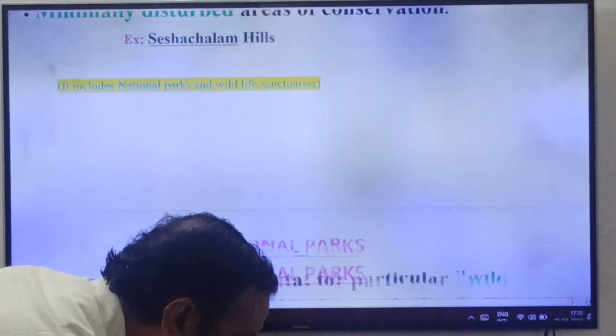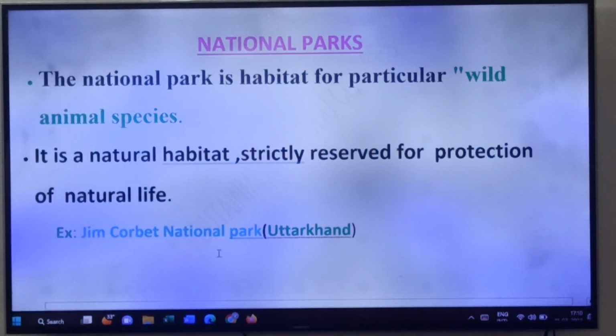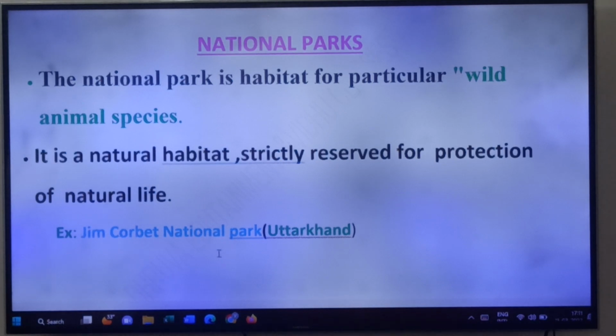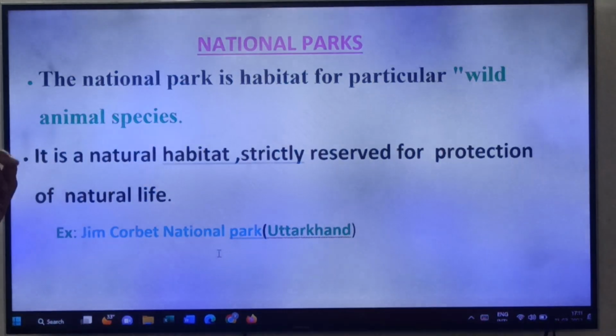Okay, friends. Now come to national parks, friends. The national park is a habitat for particular wild animal species. Friends, national park, what is it? It is a habitat for particular wild animal species. So national park is a habitat for a particular wild animal species.